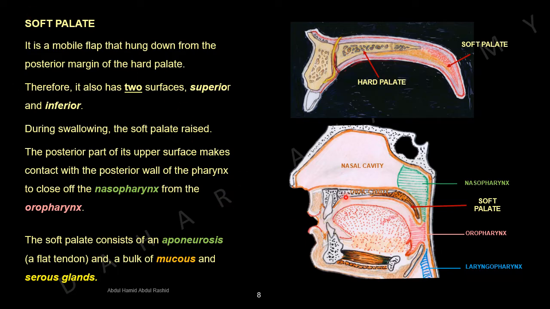During swallowing, the soft palate is raised. The posterior part of its upper surface makes contact with the posterior wall of the pharynx to close off the nasopharynx from the oropharynx. The soft palate consists of an aponeurosis, that is a flat tendon, and a bulk of mucous and serous glands.